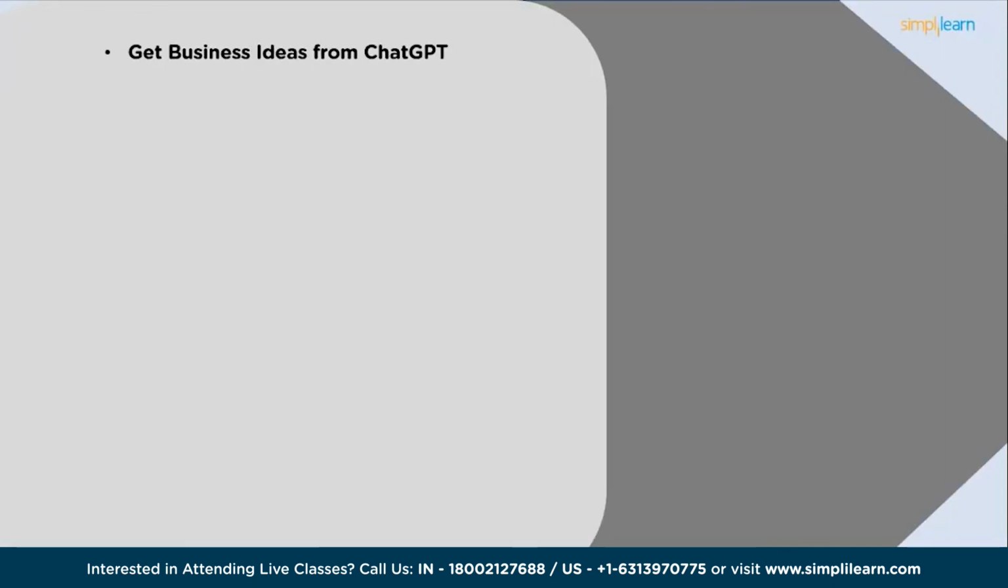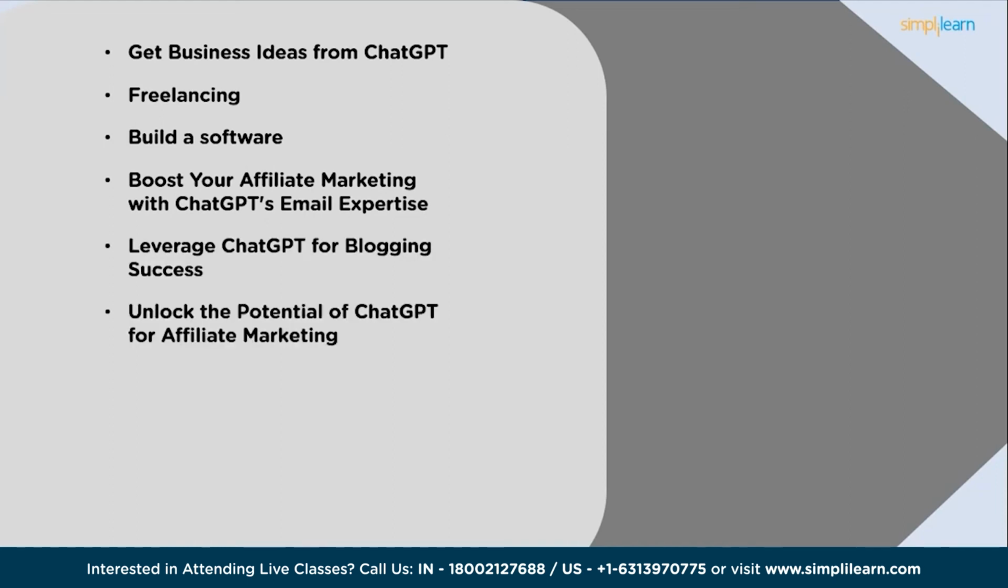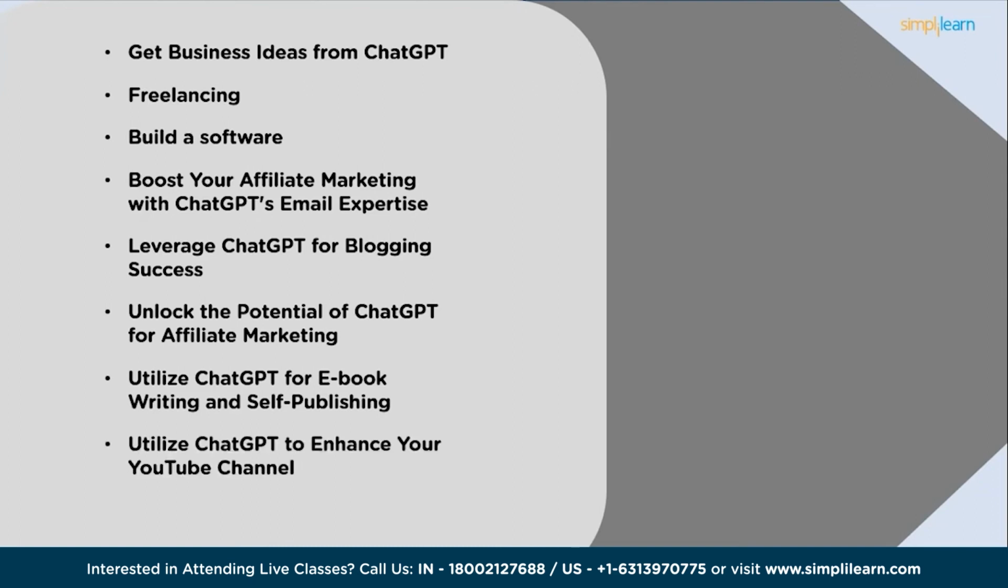The first is get business ideas from ChatGPT. Second is freelancing. Third is build a software. Fourth is boost your affiliate marketing with ChatGPT's email expertise. Fifth is leverage ChatGPT for blogging success. The next is unlock the potential of ChatGPT for affiliate marketing. And then we have utilize ChatGPT for ebook writing and self-publishing. This is the main thing people are doing to make money using ChatGPT. And then we have utilize ChatGPT to enhance your YouTube channel. And then we have writing lyrics for music.